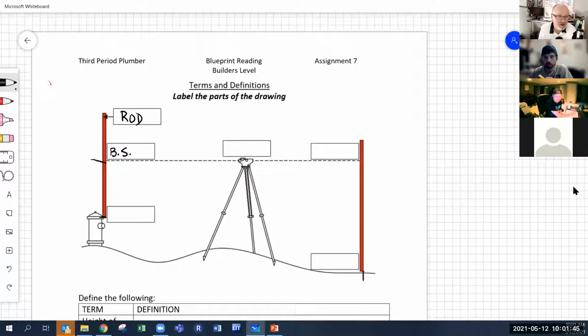This right here is a known elevation, so we're going to call that the BM. This is the instrument right here, so we're going to call that the HI. This is our second shot over here, so we're going to call that the FS. And then down here at the bottom, we're going to call that the station and also the turning point.